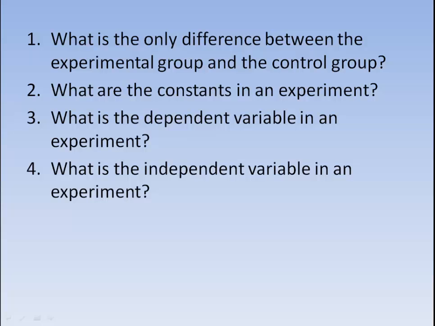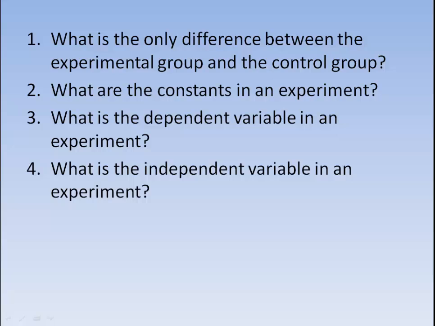All right, so hit pause, answer these questions, and when you're ready, hit play. What is the only difference between the experimental group and the control group? The only difference should be the independent variable. We're going to do everything we can to make sure that everything else is exactly the same. Then we know that any difference in the dependent variable, the thing we're going to count, measure, or observe at the end, is due to the independent variable and not some other difference between the two groups.